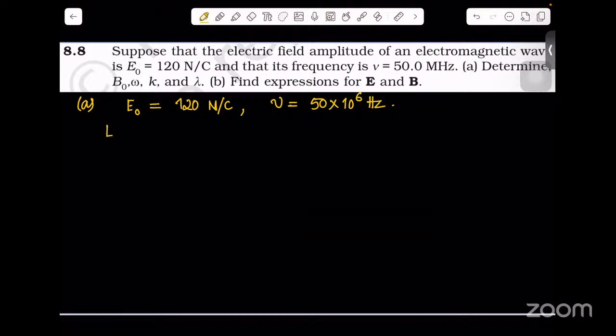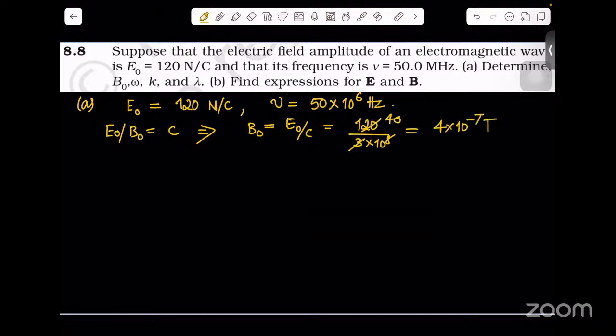So we know E naught upon B naught is C. So that implies your B naught will be E naught upon C, which is 120 upon 3 into 10 raised power 8. So this is 40. And this is 4 into 10 raised power minus 7 Teslas. So this is the amplitude of the magnetic field. Or this is 400 nanoteslas.